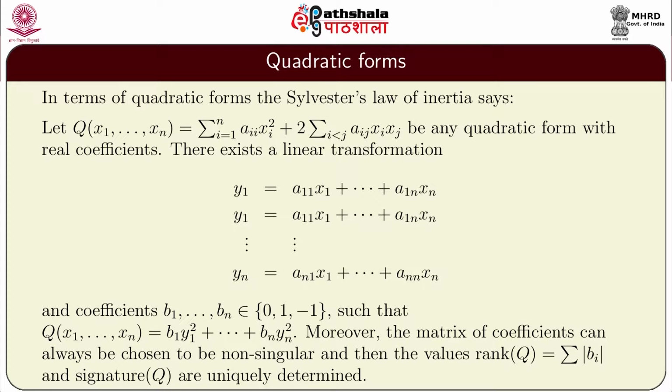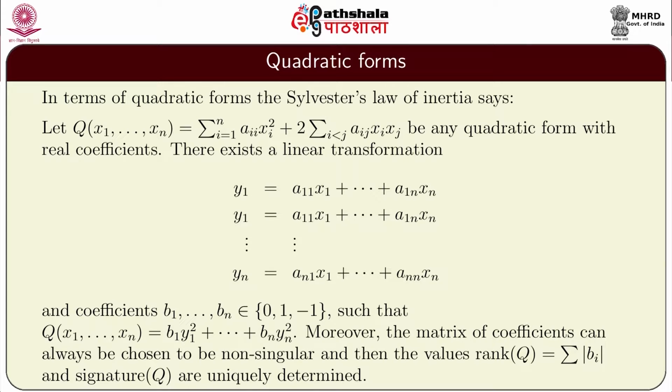a quadratic form with real coefficients, then there exists a linear transformation given by y1 is equal to a_11 x1 plus etc. up to a_1n xn, then y2 is a_21 x1 and so on, a_2n xn, and so on, yn is equal to a_n1 x1 plus etc. up to a_nn xn, and scalars b1, b2, ..., bn, which can take values 0, 1 or -1 such that q with respect to these new variables y1, y2, ..., yn takes the form b1 y1 square plus b2 y2 square and so on, bn yn square.